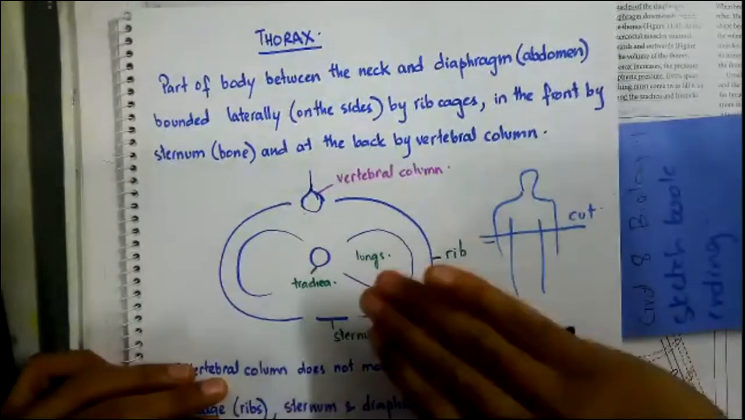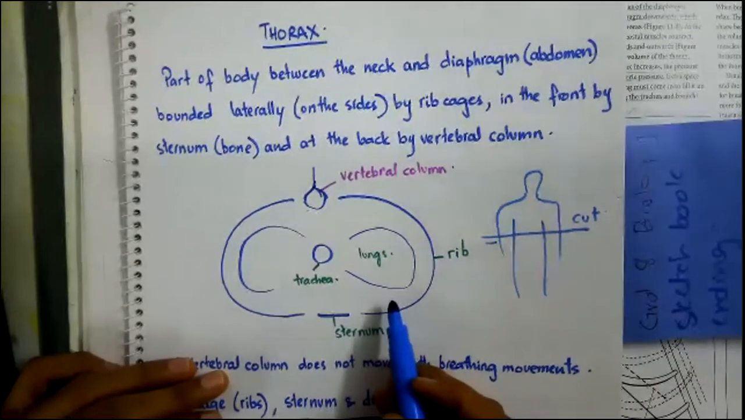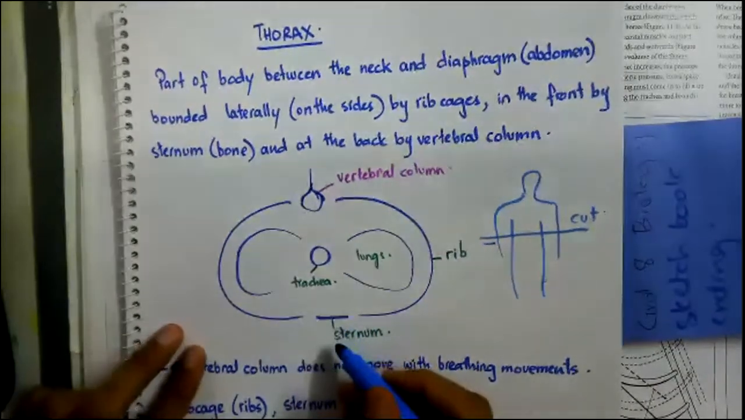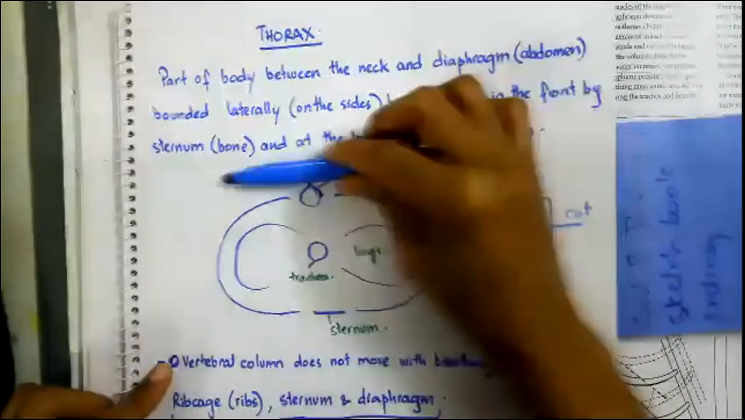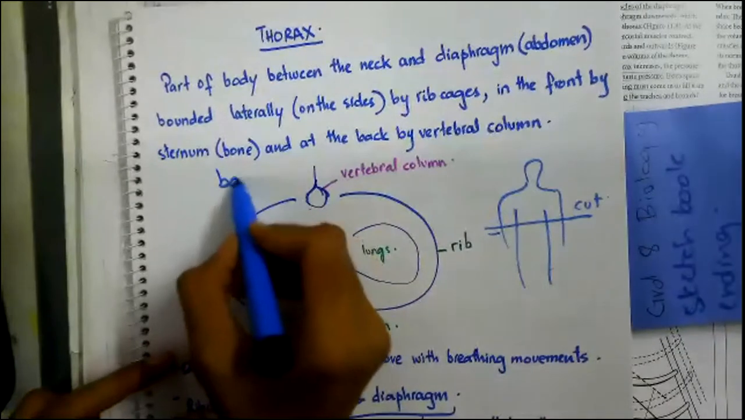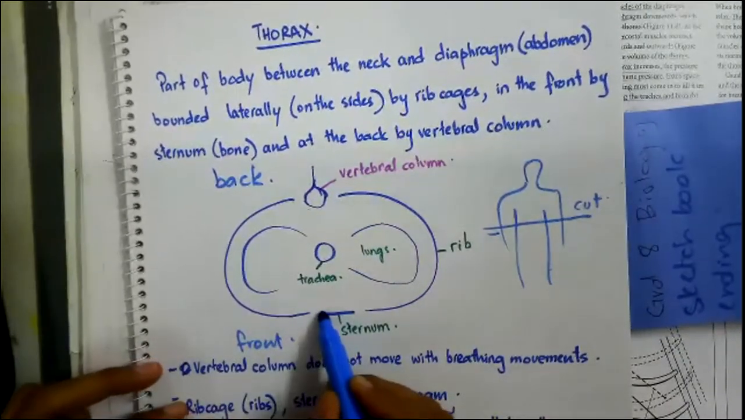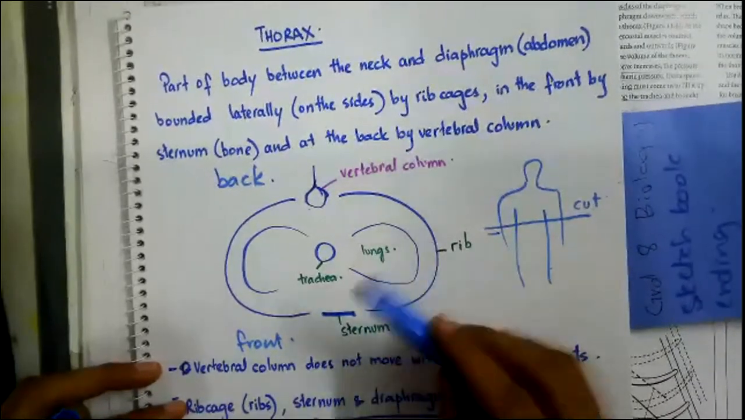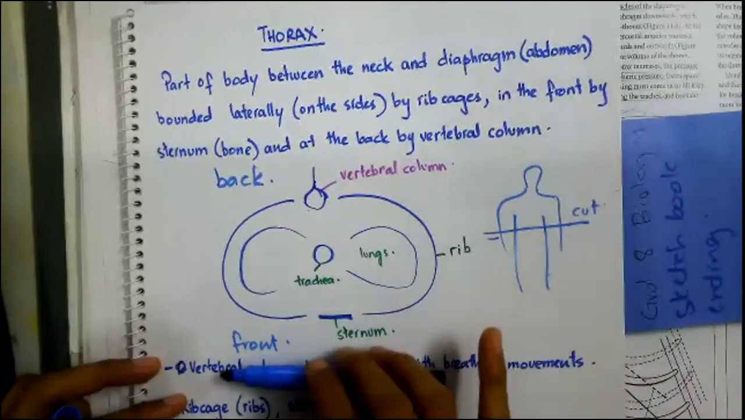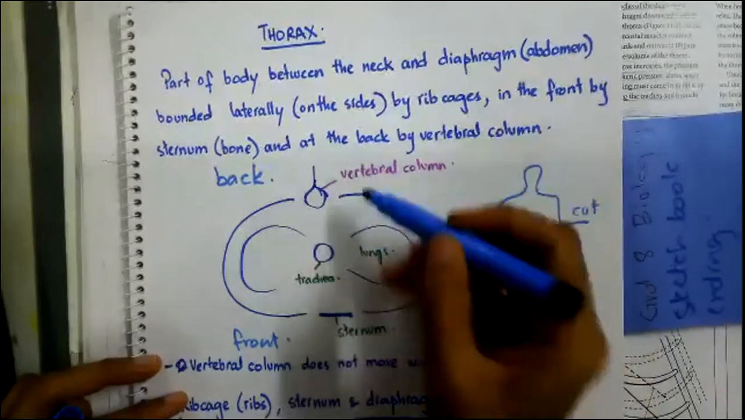Okay, if we look at it from the top, this is how the shape or the outline is going to look like. So this is the front and this is the back. At the front we have this, and I'm going to show you videos and pictures so it will get clearer, but for now bear with my diagram. So front has this bone, sternum, back has vertebral column.